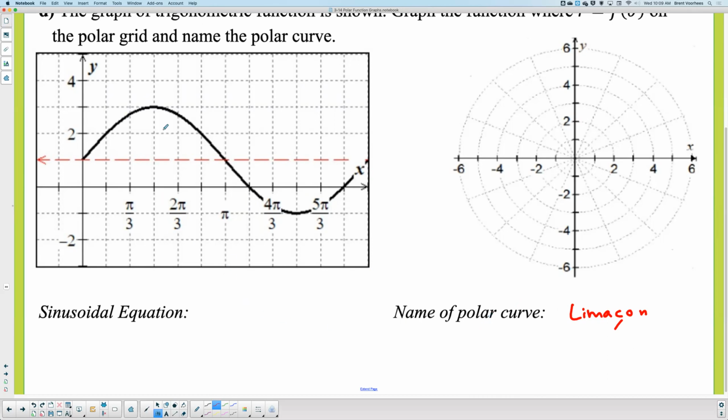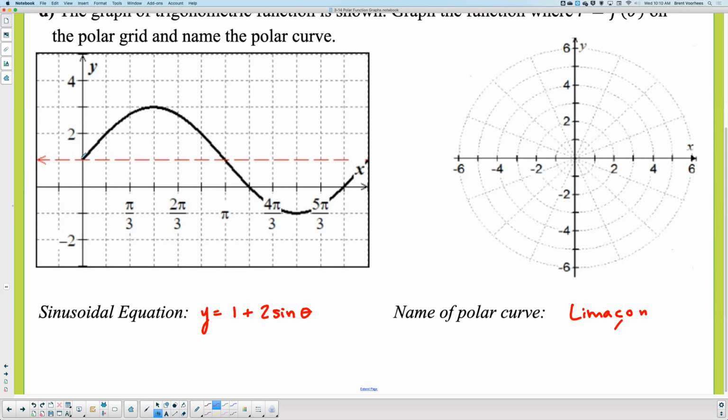We'll find out. Okay, what equation is this? Is this a sine or cosine? Rectangular or sinusoidal equation? The midline, what's the midline value here? 1. Is this a positive sign or a negative sign? Positive. What's the amplitude of this wave? 2. There's your equation. That's what we're graphing.